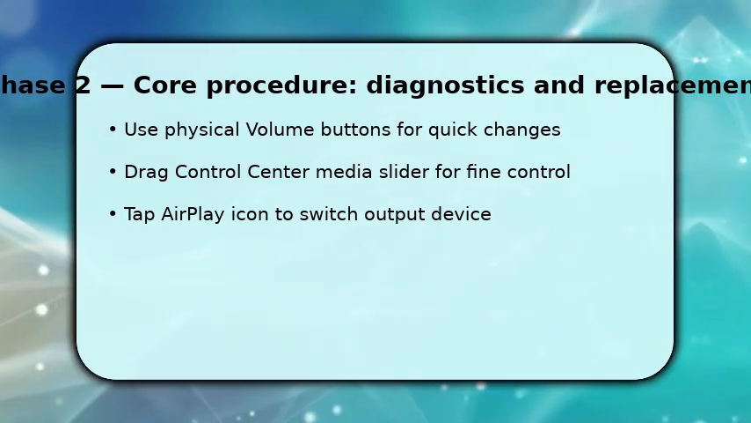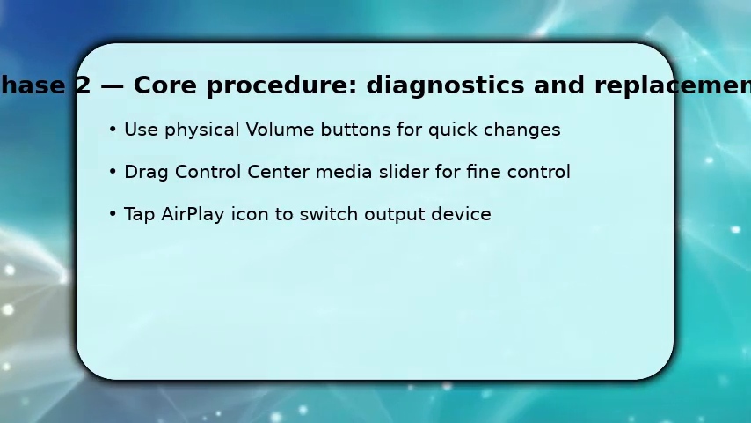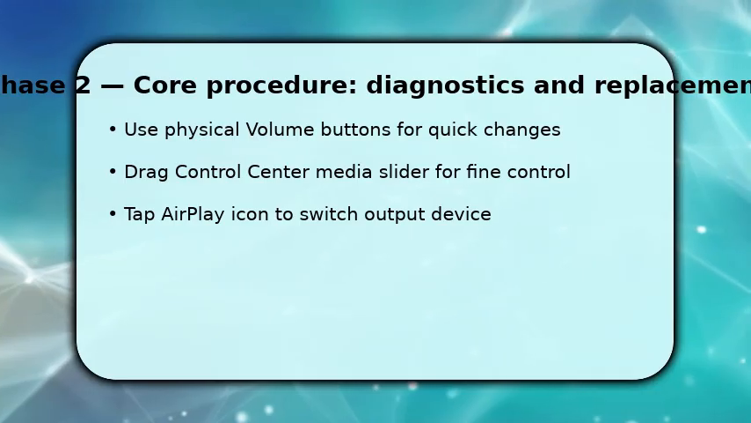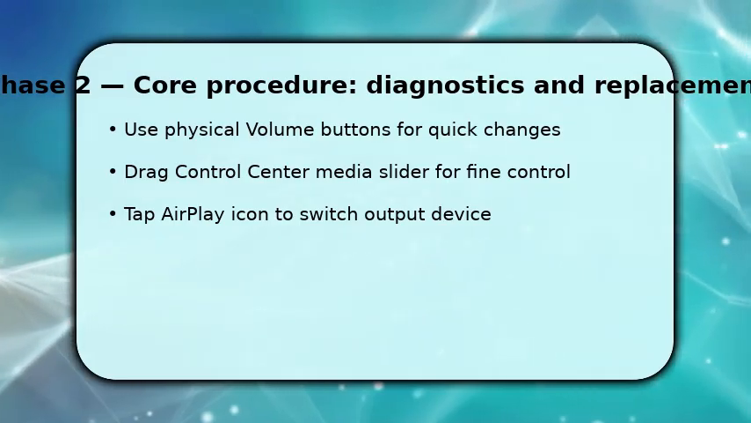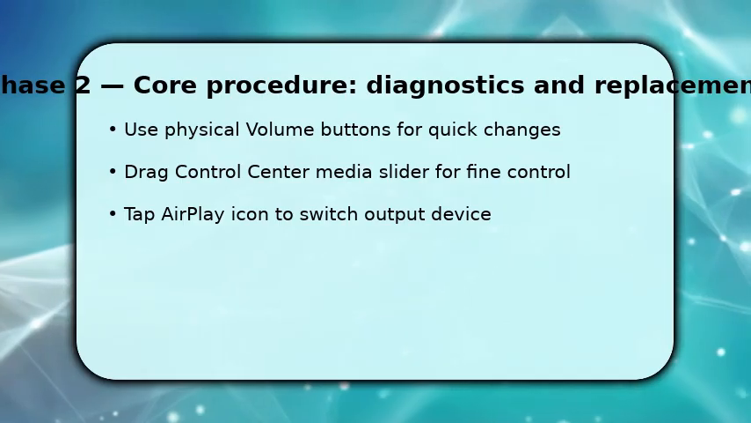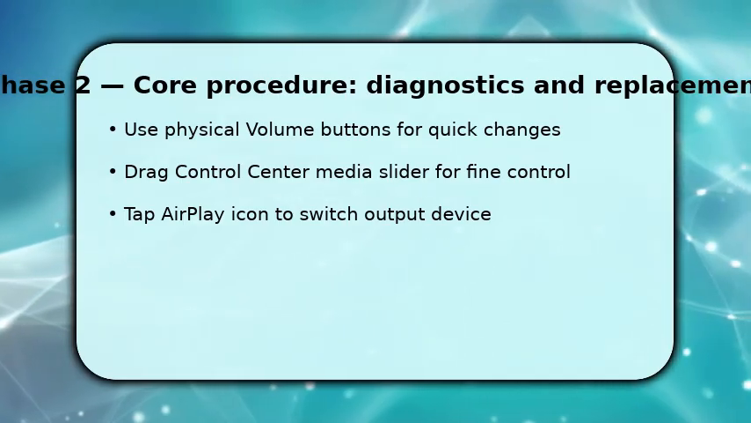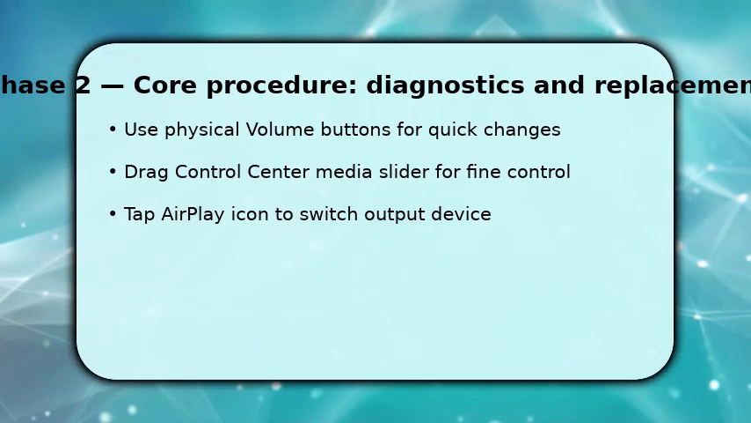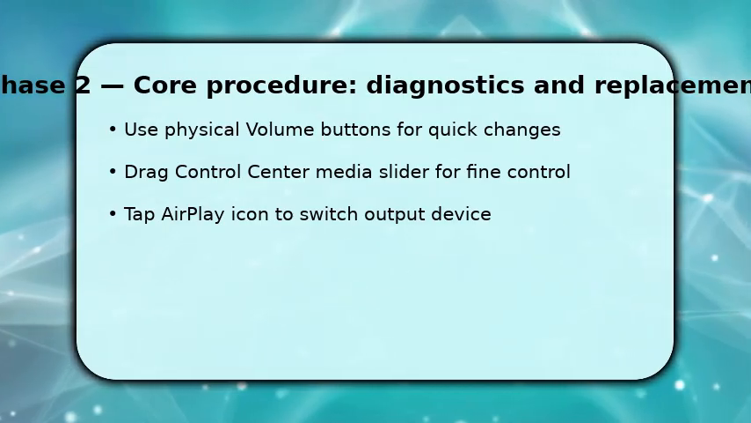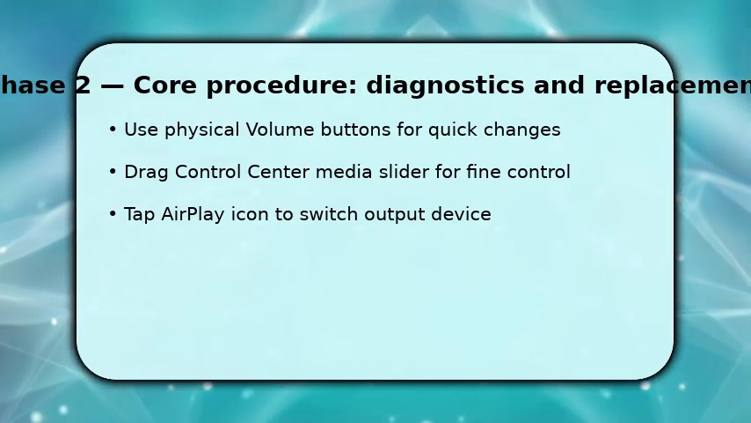If you need exact levels, open the playing app. Many apps have their own slider that overrides system adjustments. Also, tap the AirPlay icon to route sound to AirPods or speakers. This matters because different outputs have different perceived loudness. Once set, test playback for clarity and balance.